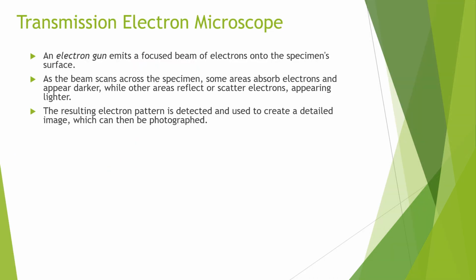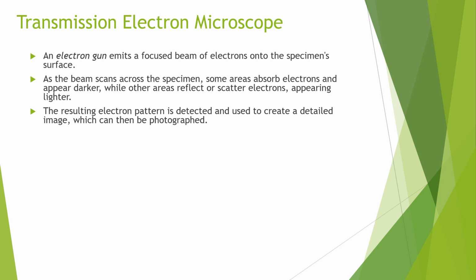So first, let's discuss the transmission electron microscope, or TEM, how it works and its unique features. A TEM uses a focused beam of electrons instead of light to create a highly detailed image of a specimen's surface. The process begins with an electron gun, which fires a beam of electrons onto the surface of the specimen.